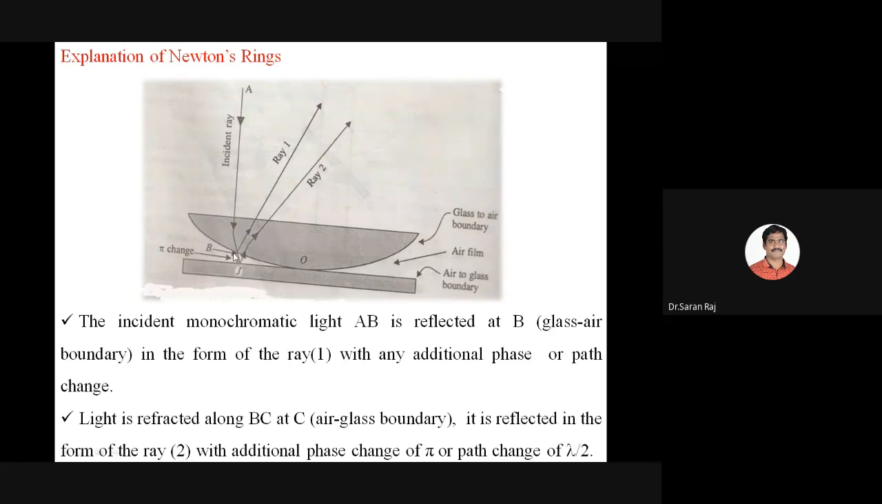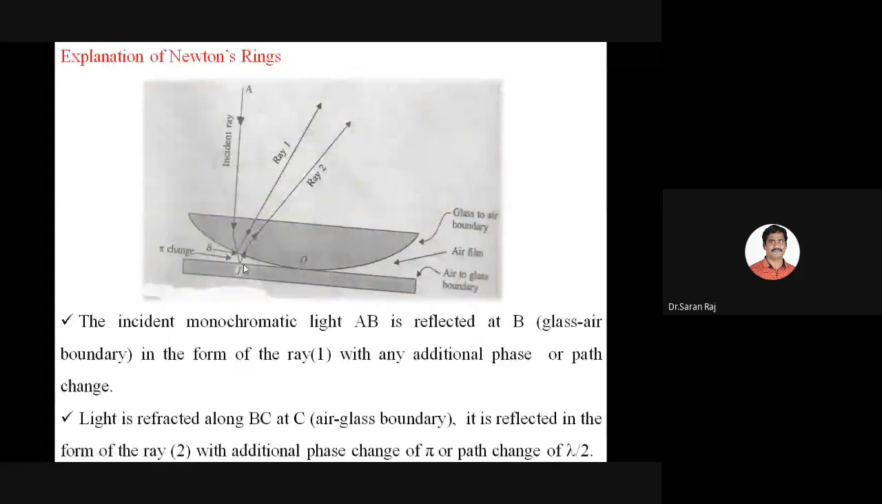So here, the condition that occurs is a glass and air boundary. At the glass and air boundary, ray 1 undergoes an additional phase or path change. And second, some amount of light is reflected here, and some amount of light is refracted. The refracted light goes along to the point J, along BJ. Then at the point J.